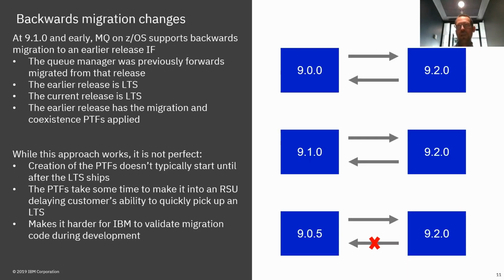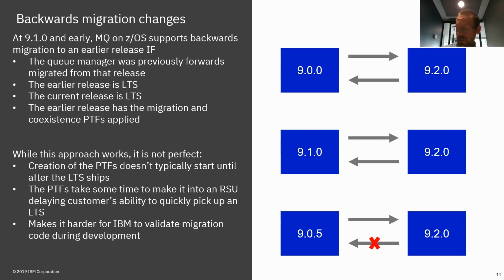So if you recall how backwards migration used to work with MQ for z/OS: if you went from 9.0 to 9.1, then before you make that transition to 9.1, first you apply migration and coexistence PTFs to your MQ90 environment. And that then allows you to go forwards to 9.1. And should you decide to at that point, you can then switch back to MQ90. If something goes wrong at the 9.1 level, you can go back and do a backwards migration, but you had to have those migration and coexistence PTFs installed first.